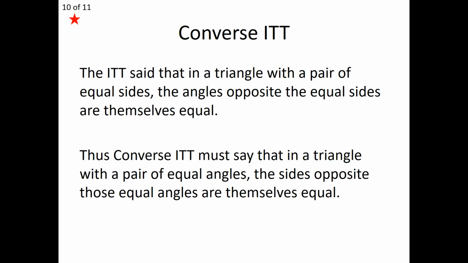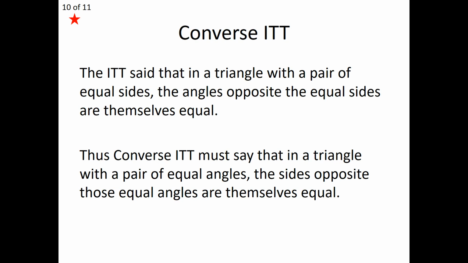Now let's move on to our last theorem for today's lesson, the converse of ITT. Let's juxtapose the two conditionals of the ITT and the converse ITT. Remember, a converse is the exchange of the given and conclusion. Let's read the original conditional for ITT. It says that in a triangle with a pair of equal sides, then the angles opposite those equal sides are themselves equal, which means if we're given a pair of equal sides, then we conclude with a pair of equal angles.